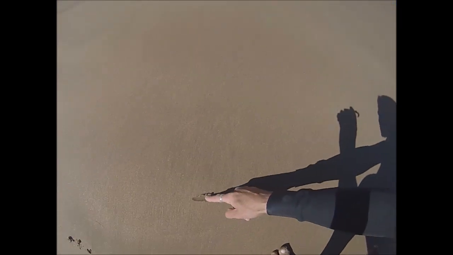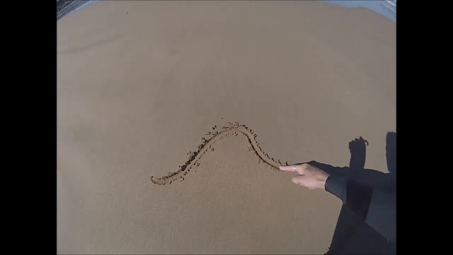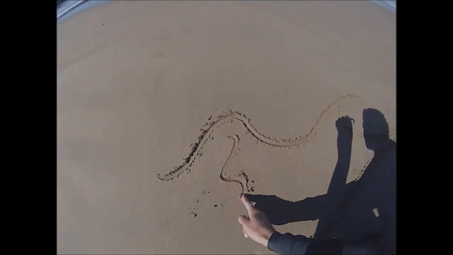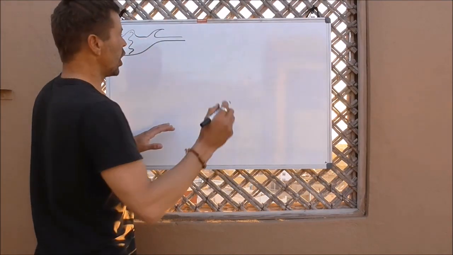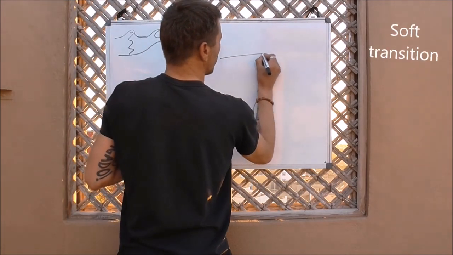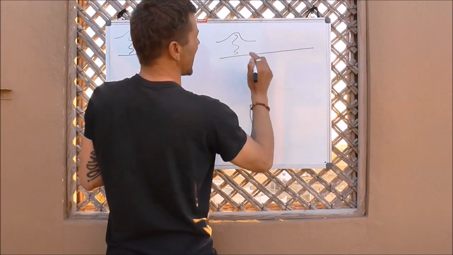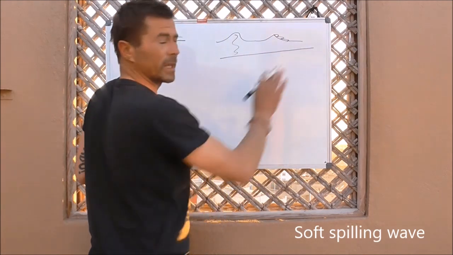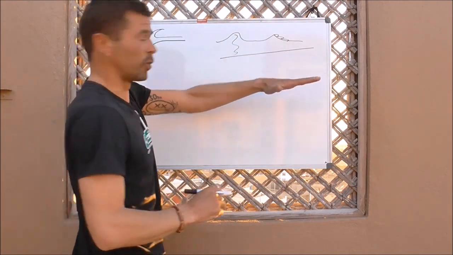So now that you know, if you take a steep transition to your beach, as your swell comes in, it will catch and give you a very steep hollow wave as this energy catches on the transition of the beach. We also know that if you've got a nice soft transition to your beach, as this swell comes in and this energy catches, you'll get a nice soft spilling wave, breaking in deeper water as this energy catches on a softer transition to your beach.